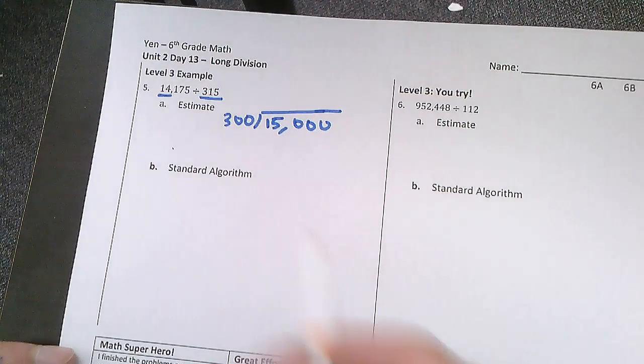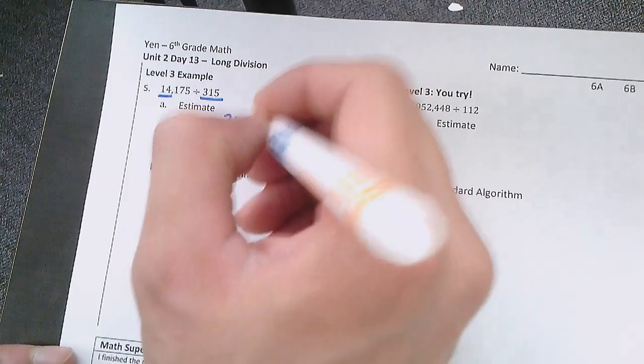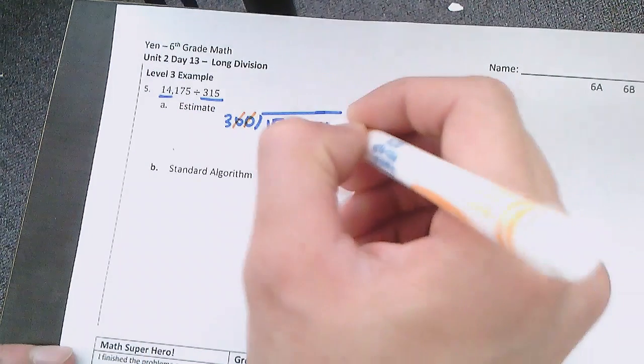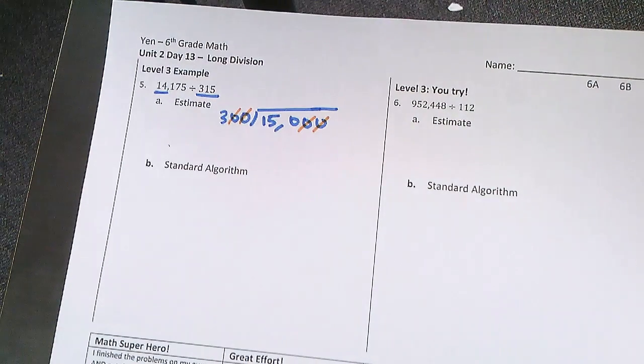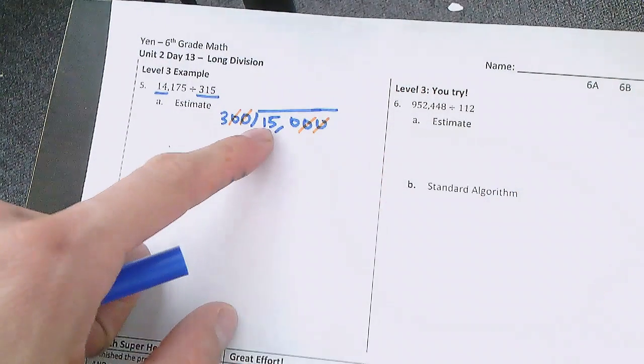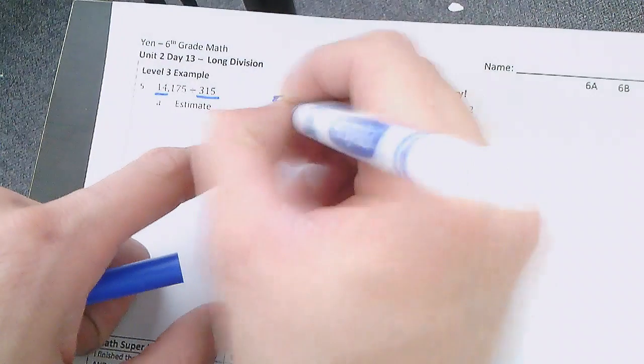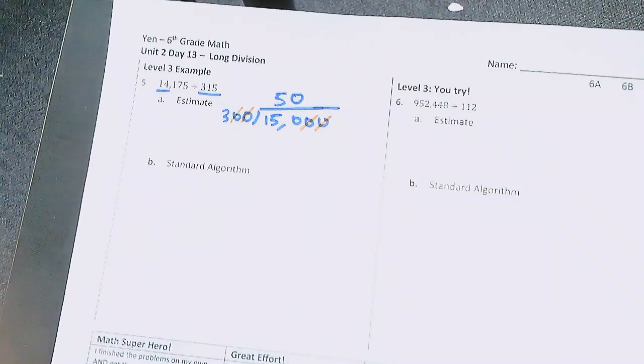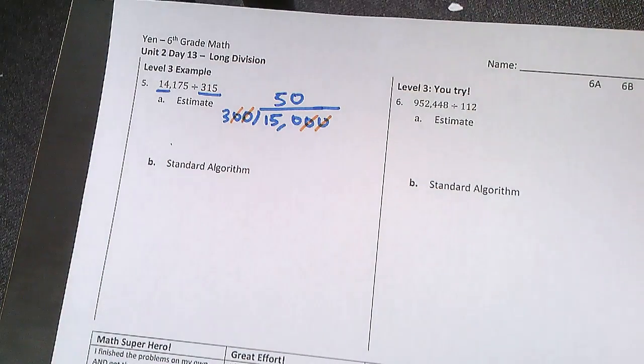All right, I have 2 zeros here, so let's take out these 2 zeros. And then I think, how many times can 3 go into 15? 5 times, keep the 0 here. 50 is my estimate.